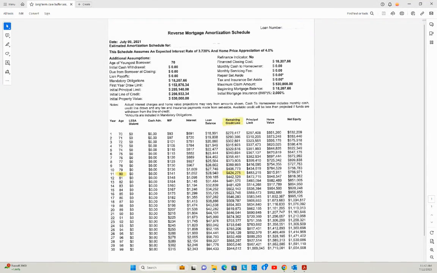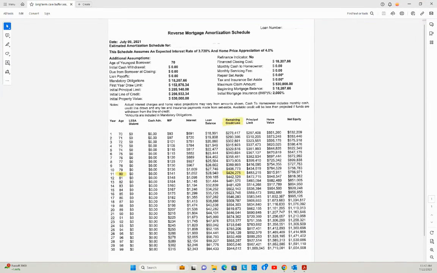But the bottom line is, even at a pretty low growth rate of about 4%, projecting back to when they closed on this loan, that line of credit is going to be in the 400,000s, and that should give them a significant amount of money that they can draw from to pay for any long-term care costs that may be there for one or the other.